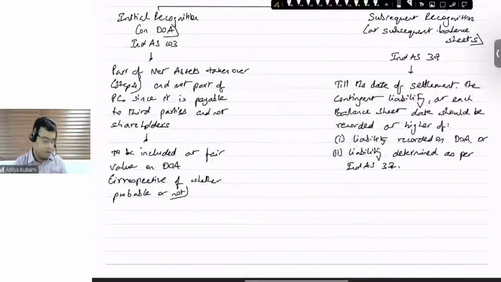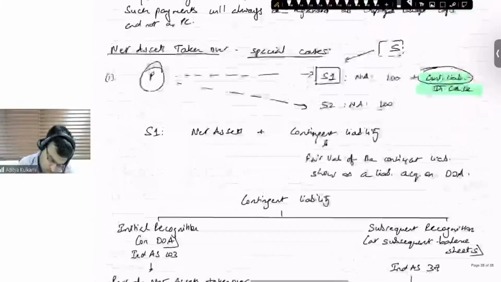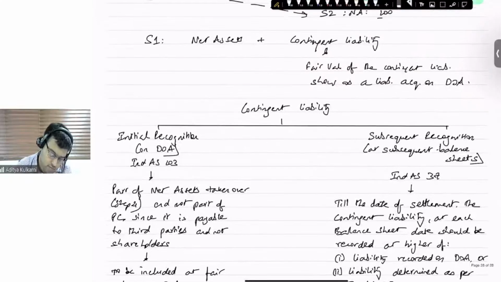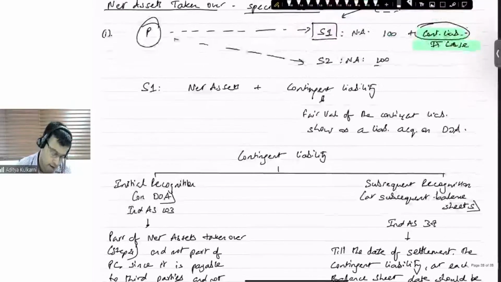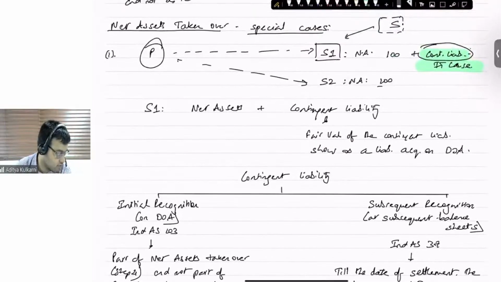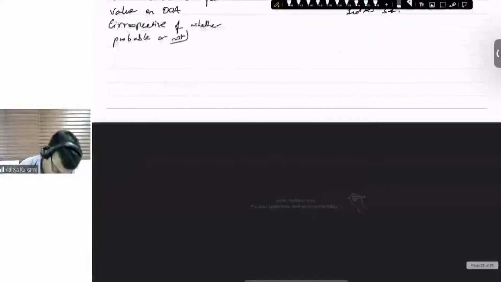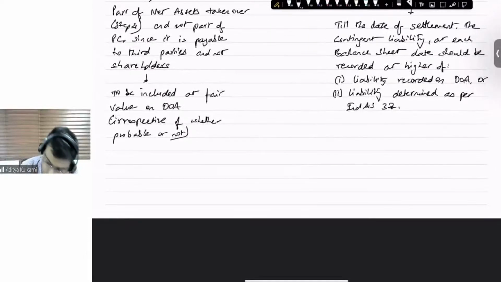So this is contingent liability. Okay, net assets taken over, special cases. Second one. Have you understood? Okay. Kaushiki, yes. Okay. So now indemnification asset.